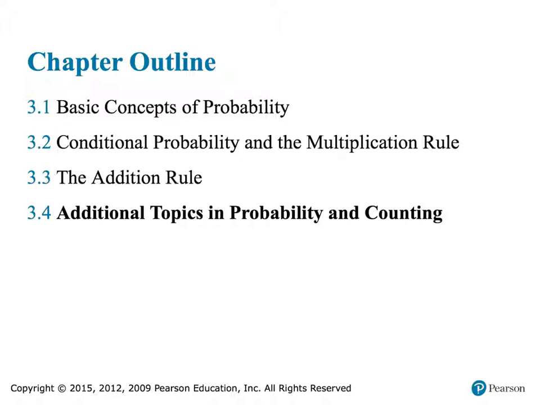Our final lesson here in Chapter 3 is Lesson 4, where we're going to learn about some additional topics in probability and counting. We're going to focus primarily on how you figure out how many total outcomes there are in the sample space, depending upon whether order matters or not.